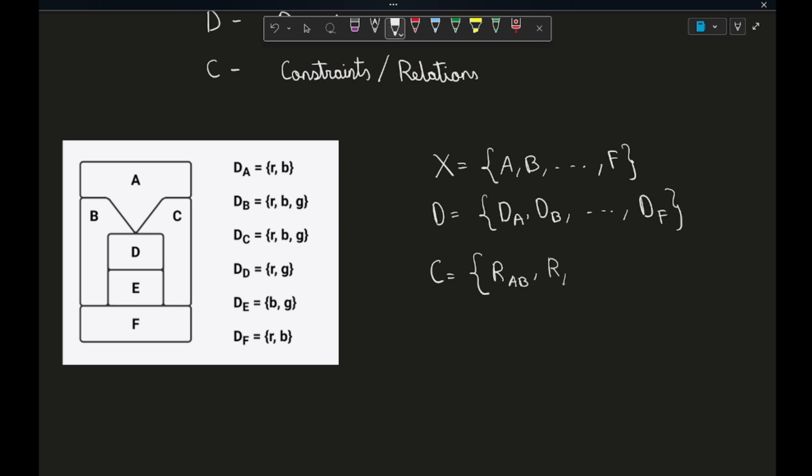Then R subscript AC, because again they share a border. Do R subscript AD. Are A and D tuple? Sorry, neighbors. Yes, otherwise the shape will be the same color, no? So R AD. We don't need to write R AE, because they are not related, because they are not neighbors.